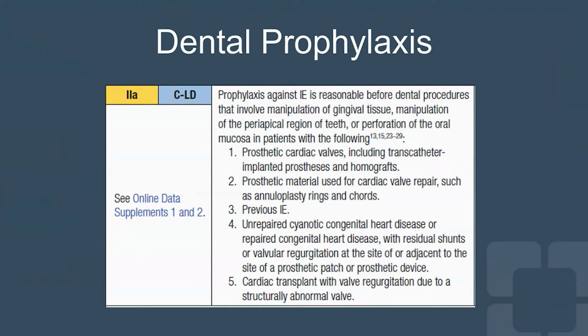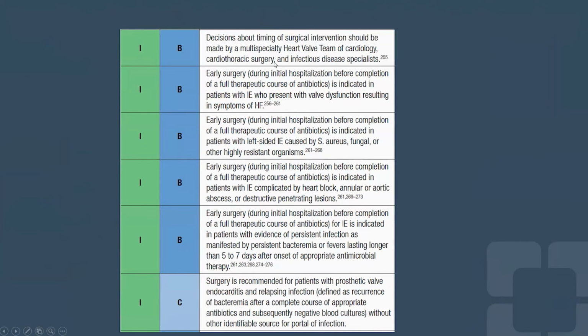So these are the guidelines that Dr. Pettersson from Cleveland Clinic has come out with. Essentially, once a decision is made about surgery, it should be made in a multidisciplinary team with cardiology, cardiothoracic surgery, and infectious disease. Early surgery does better when you have valve dysfunction and heart failure symptoms.